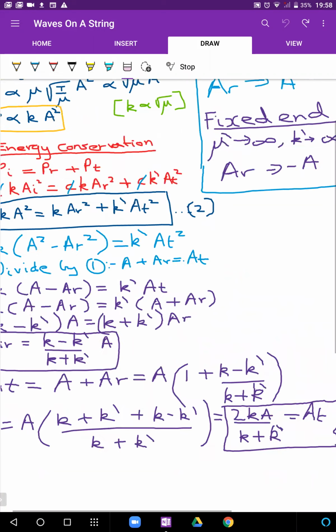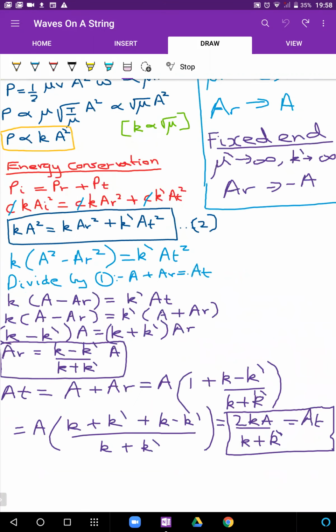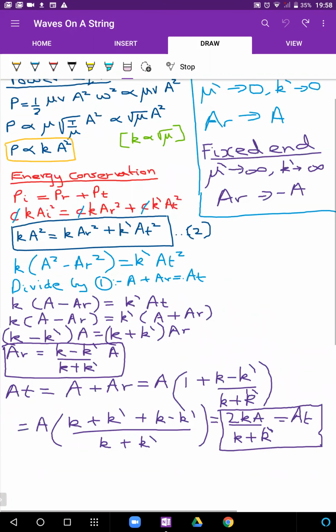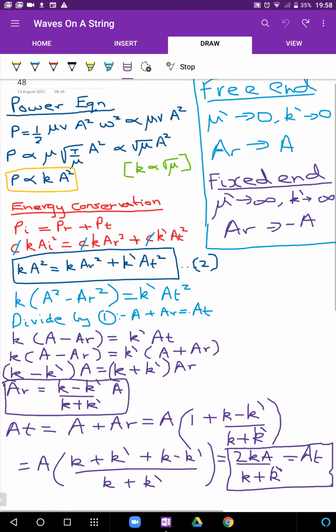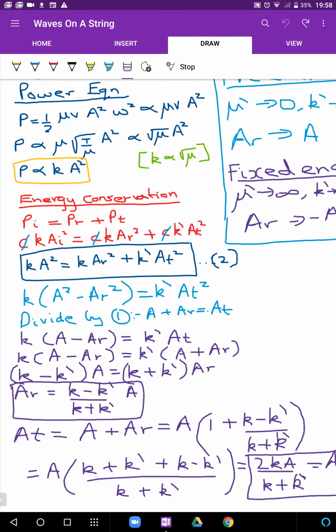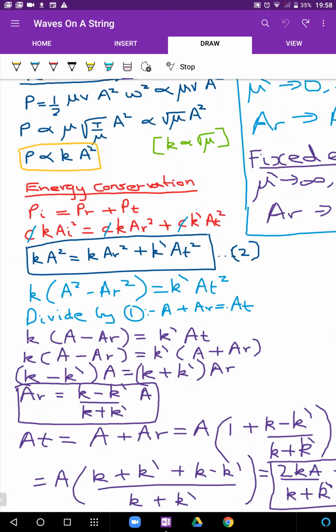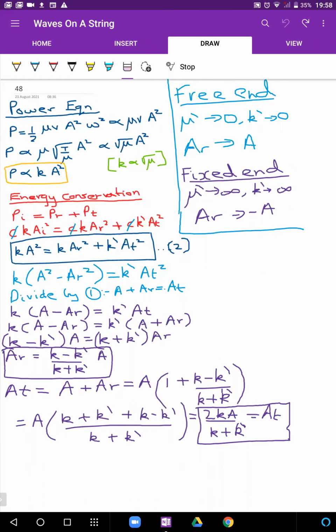Now I'll summarize these results on the next page, and I'll tell you exactly what changes you should make. But with this, we can also see how the results for free end and fixed end reflection come out from this.